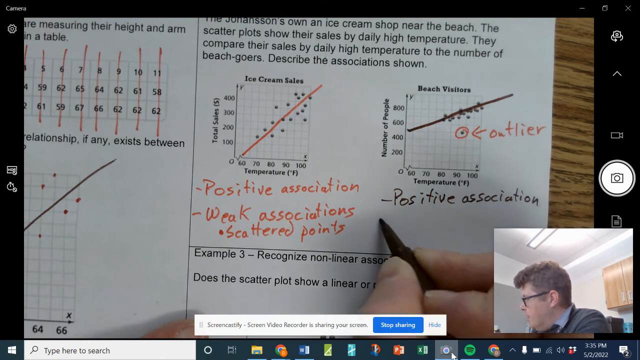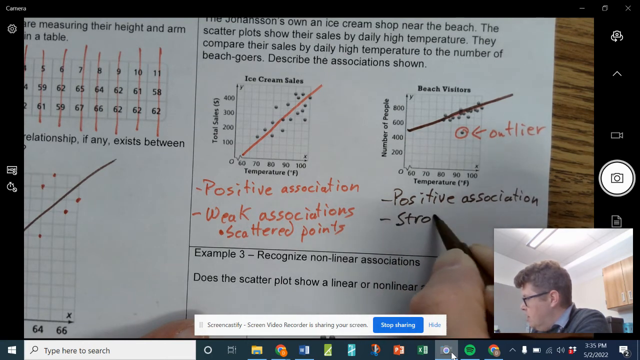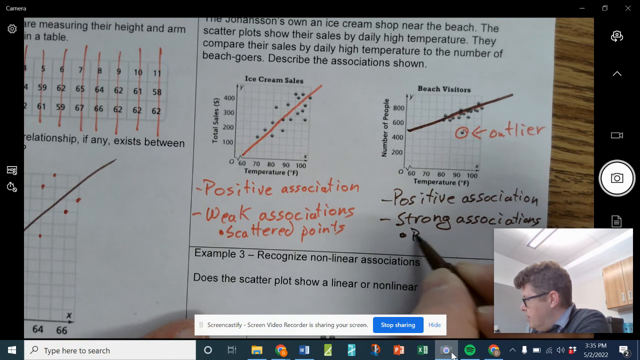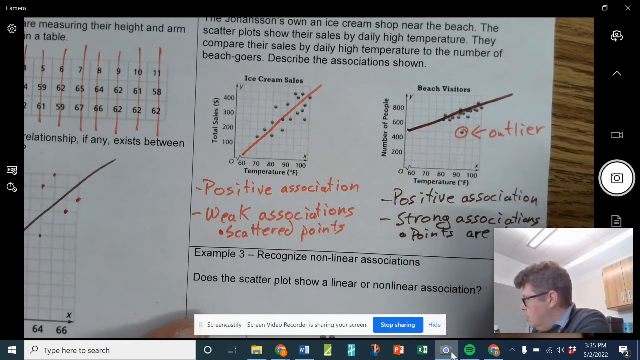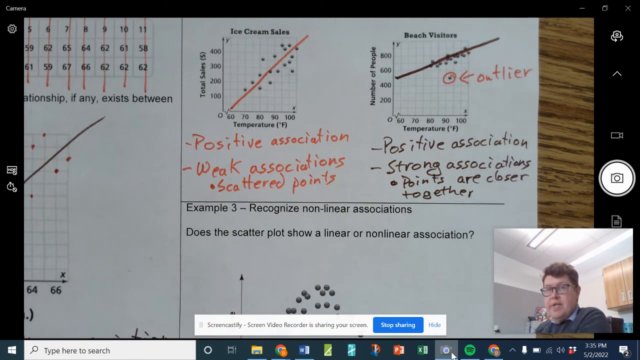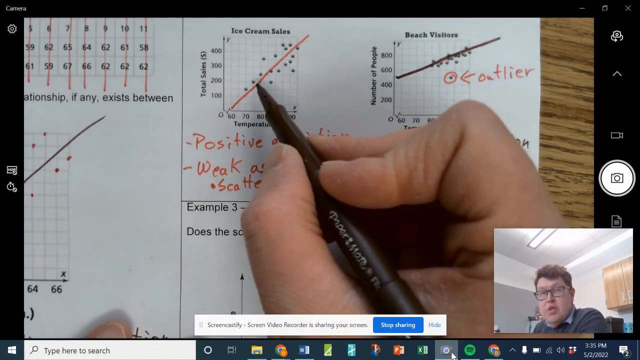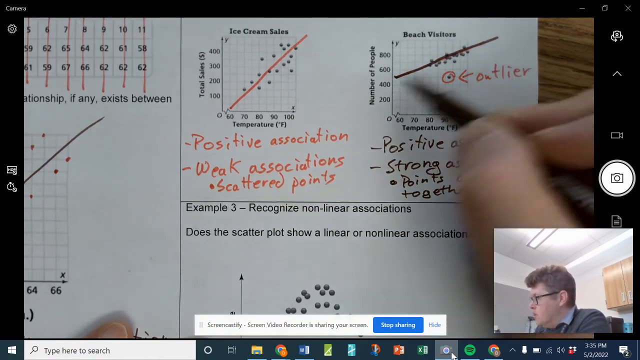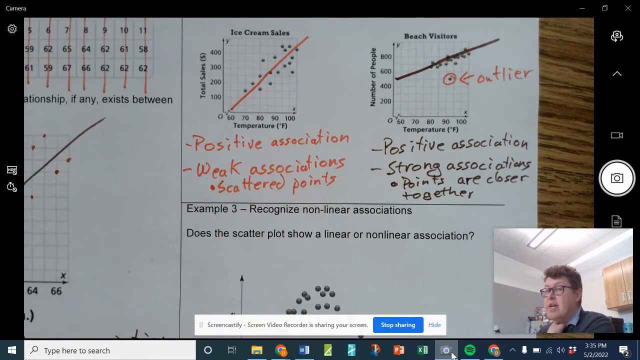And instead of a weak association, we have a strong association, right? You can see our points are much tighter, okay? Points are closer together. Okay, so you have a tighter cluster, basically, if you remember the vocab from the other day, right? We have a tighter cluster here versus a looser cluster here. That means it's a weak association for ice cream sales, but a strong association for beach visitors. Right? And that's it right there, okay?